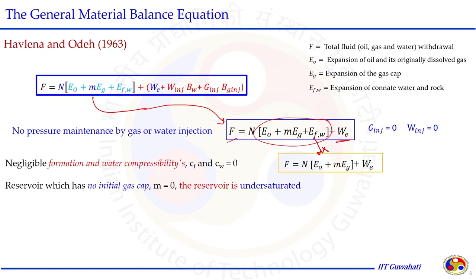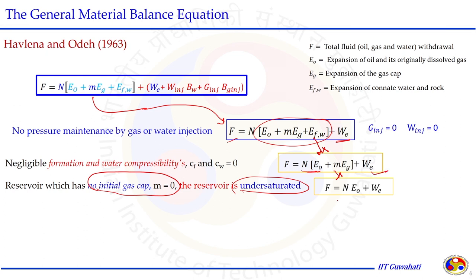If the reservoir has no gas cap initially, it is just an oil reservoir, an undersaturated reservoir, in that case the expression will be simplified further by dropping this term. So we will get F is equal to N Eo plus We. This has the contribution towards the production because of oil expansion and because of the water encroachment.